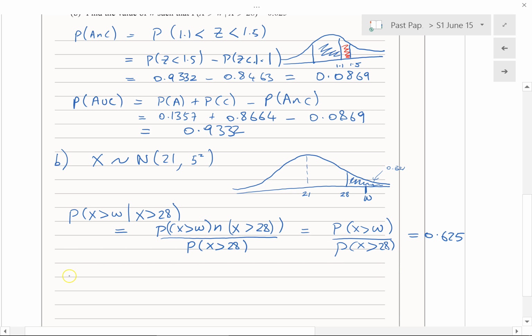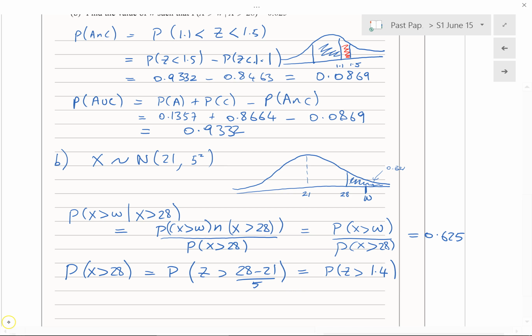It's a different kind of thing. Probability that x is greater than 28: we transform it to the standard normal distribution by taking away the mean, which is 21, and dividing by the standard deviation, which is 5. So that gives me the probability that z is greater than 1.4. I think that's 7 over 5, which is 1.4.